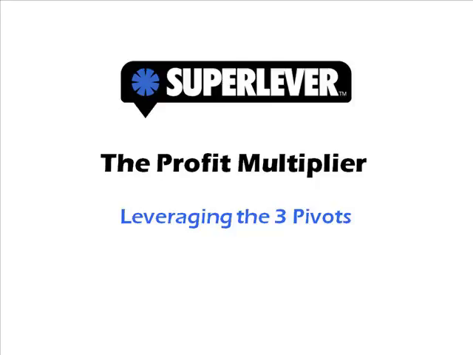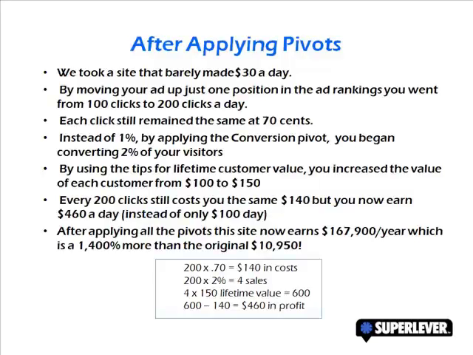Let's quickly recap on the example you saw in the original video after the pivot strategies were applied. We took a barely scraping by site that struggled to make $30 a day. By moving your ad up just one position in the ad ranks, you went from 100 clicks to 200 clicks a day. Each click still remained the same at 70 cents.